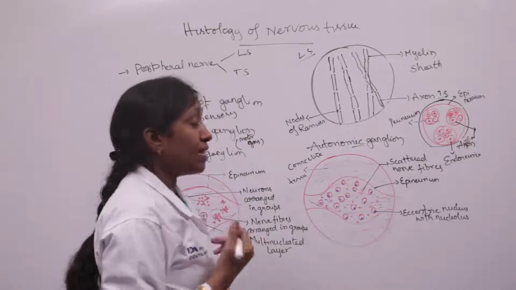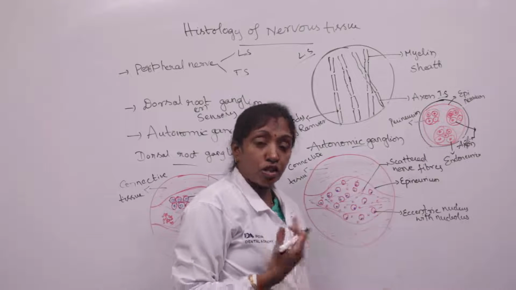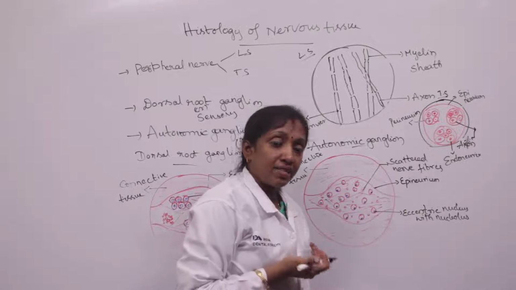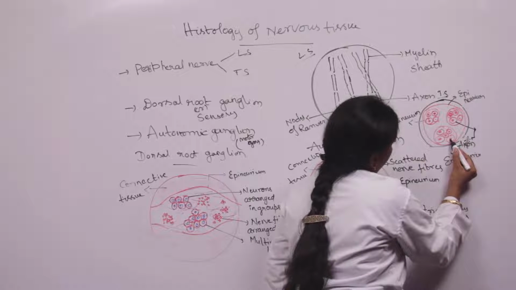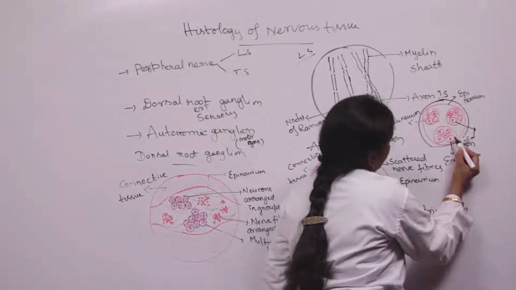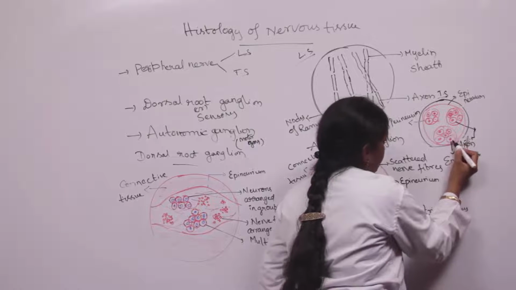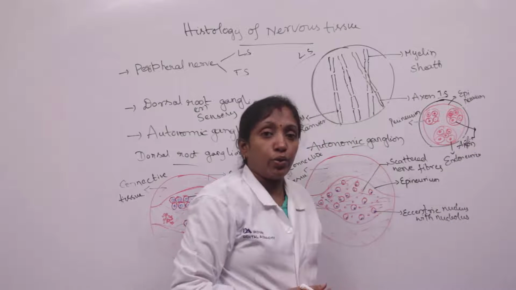Here we can't see the myelin sheath because we have used hematoxylin staining. That's why we can't see the myelin sheath. This is the axon. So the axon here is surrounded by a connective tissue layer. That layer we call the endoneurium.